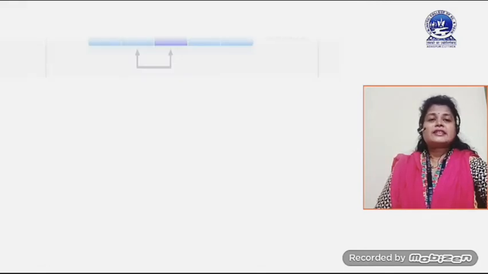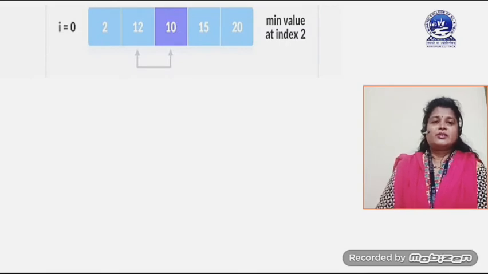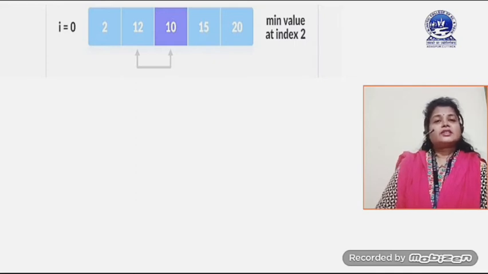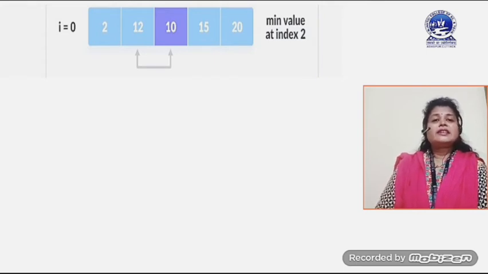Then we will discuss the second iteration. When we got the smallest value in the list, in the first location we will place the smallest value. Now we will move to the next location. Which one? Here the next location is 12. We will take 12 and try to find the next smallest value.